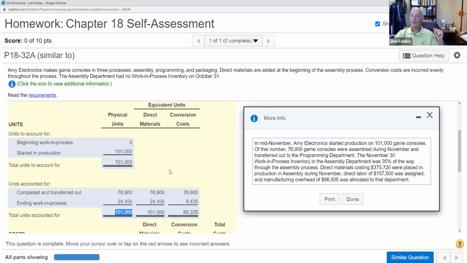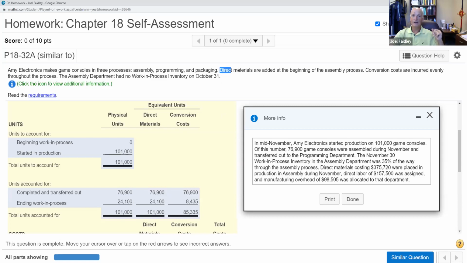But now we need to do the equivalent units. You know, those individual exercises we just looked at. If it's transferred out, it's got to be the same all the way across. You can't transfer out a partial unit. Always remember that.